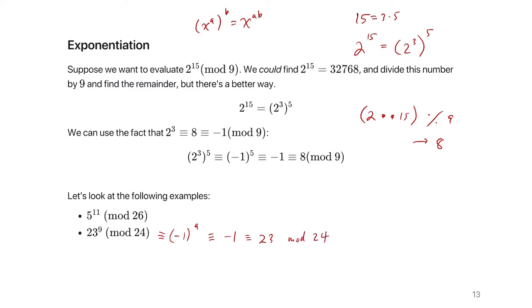5 to the 11 is slightly trickier. Okay? And what I can do here is I know I can write 11 as 10 plus 1, but 10 is just 2 times 5 plus 1. Okay, so I can actually write 5 to the 11 as 5 squared to the 5 times 5. Okay? And so this sort of seems like it comes out of nowhere, but what is 5 squared? 25, right? Which is just negative 1 when we're thinking of modulo 26. So this just becomes negative 1 to the 5 times 5, which is negative 5, which modulo 26 is just 21.